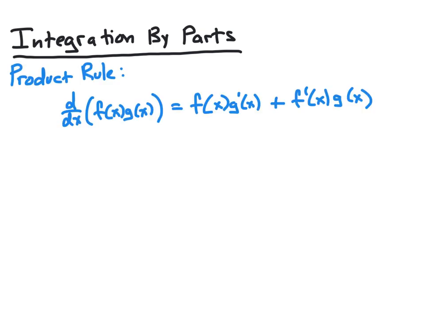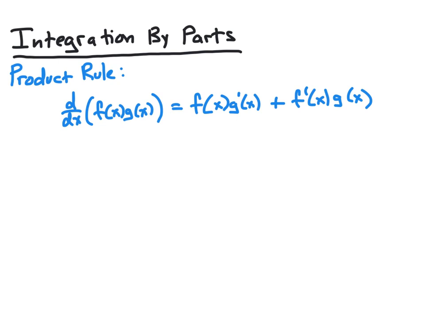To see exactly where the integration by parts formula comes from, we're going to start with the product rule of differentiation. As you hopefully recall, the product rule says that if I differentiate a product of functions, f times g, the resulting derivative is f of x times the derivative of g plus the derivative of f times g.